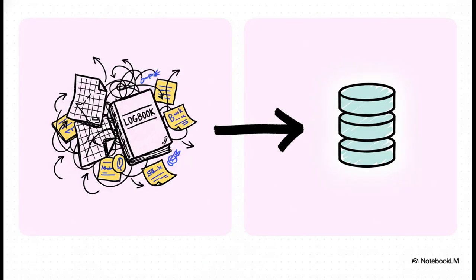From total data chaos, I'm talking scattered spreadsheets, scribbled paper logbooks, to absolute data clarity, where a single, really well-designed database holds all the answers. Let's see how it's done.